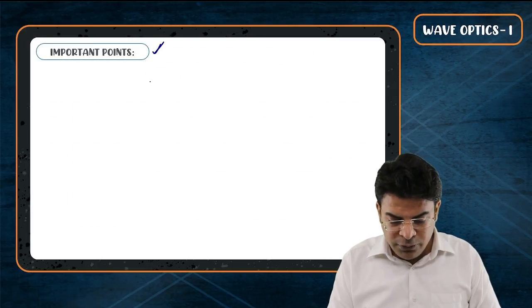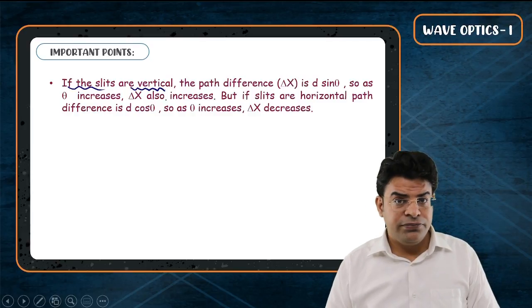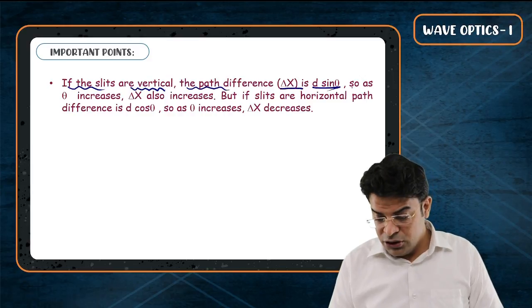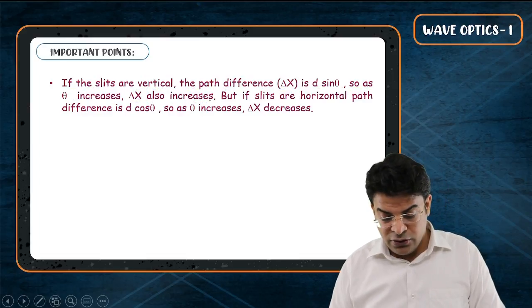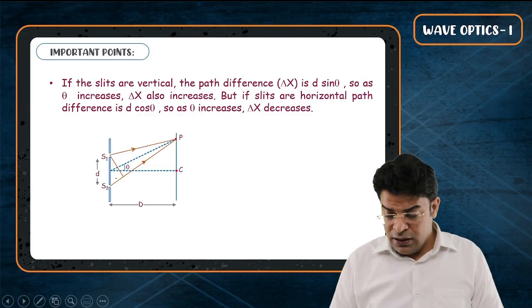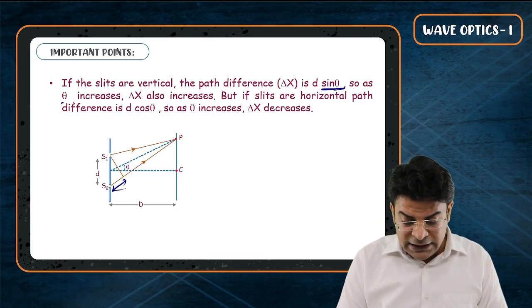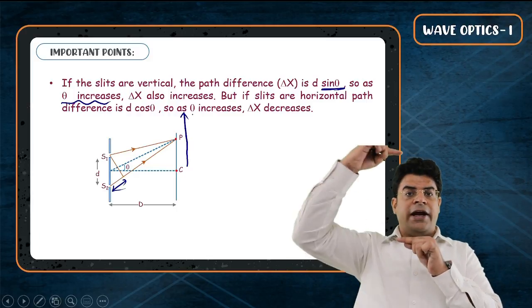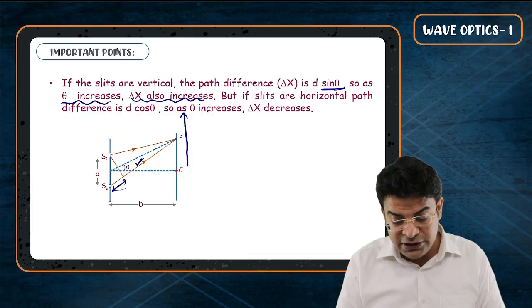Now beta, there are more important points that you should know. First, if the slits are vertical, the path difference is given by d sin theta. So as you keep moving away from the central bright, as theta increases, sin theta increases, so the path difference increases.